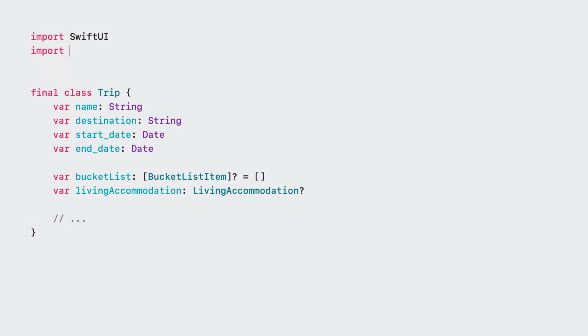Adding SwiftData is as simple as adding the import and decorating the trip with @model. That's it. The @model macro conforms my trip class to persistent model and generates a descriptive schema. The code defining my model is now the source of truth for my application schema. The default behavior of my trip model is good, but I think I can fine-tune it a little.